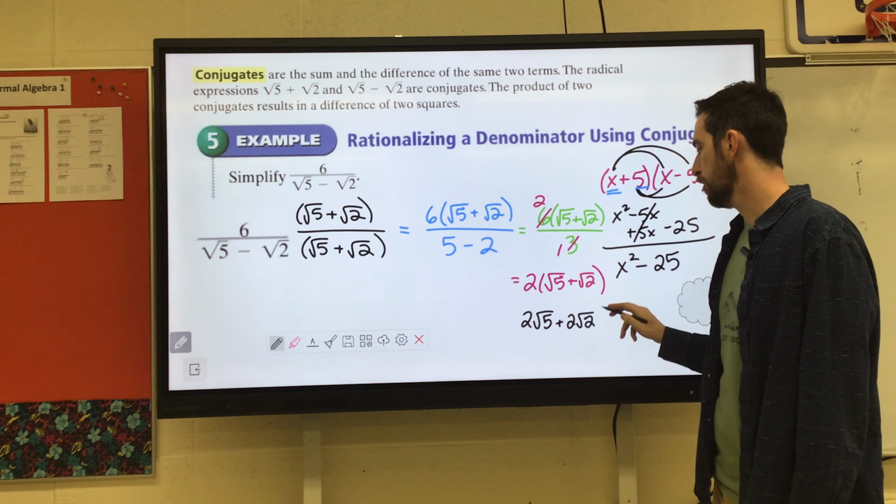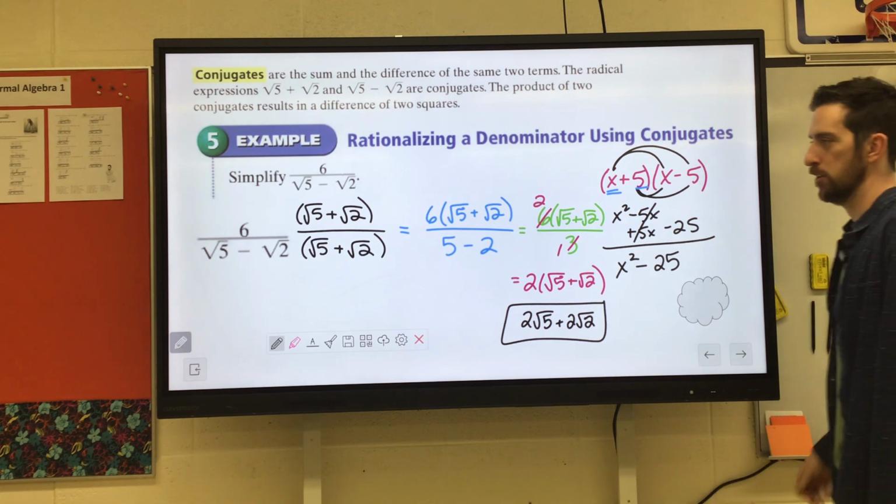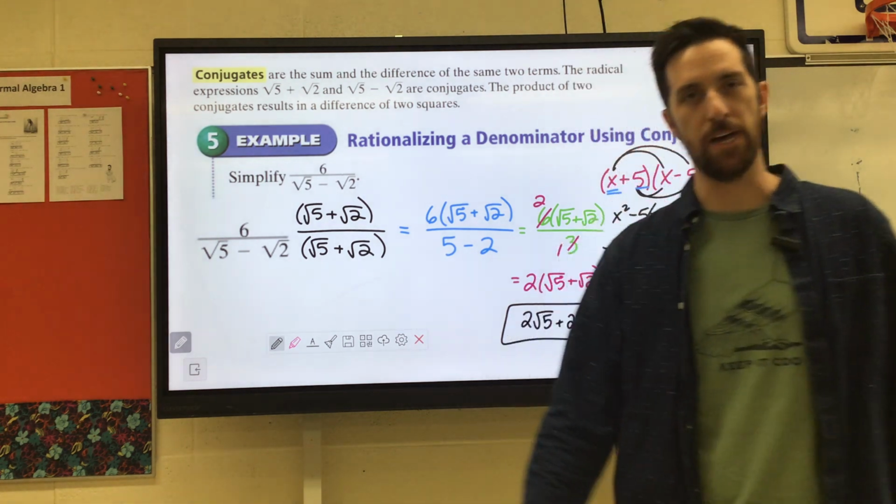You're not going to have to do a lot of problems like that. I just wanted to show you that in case that pops up somewhere along your mathematical journey.